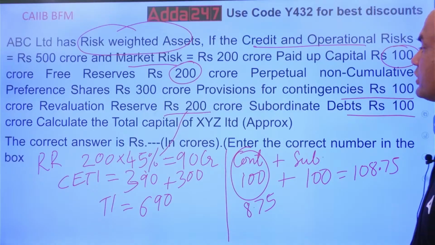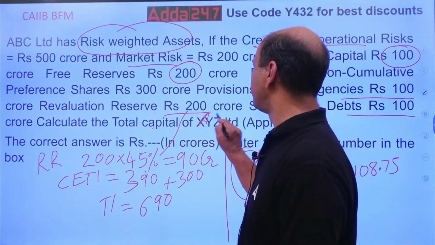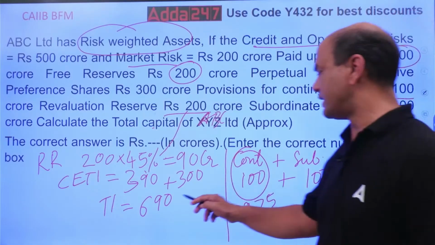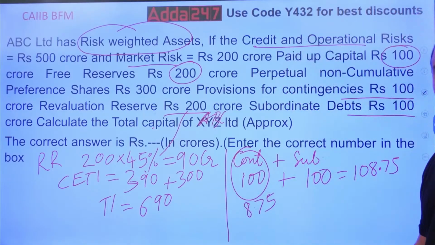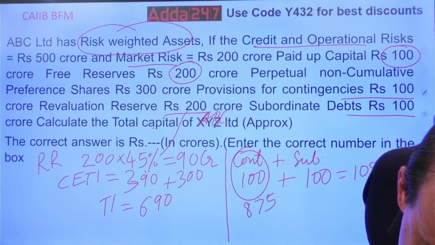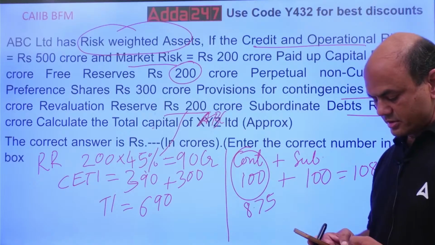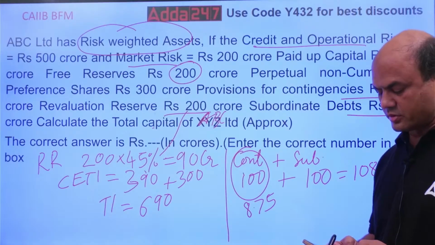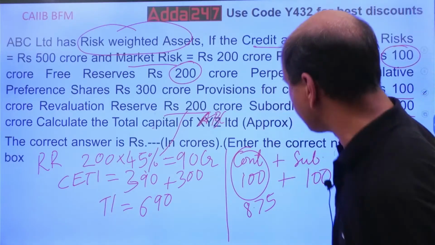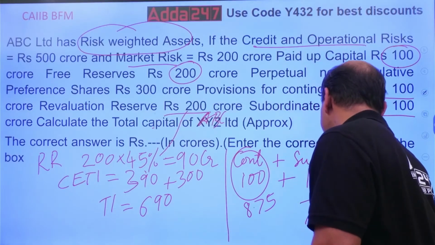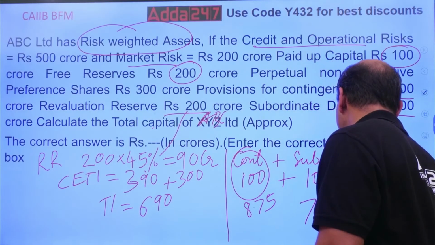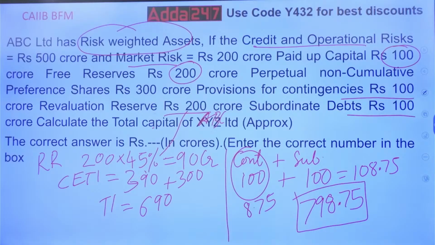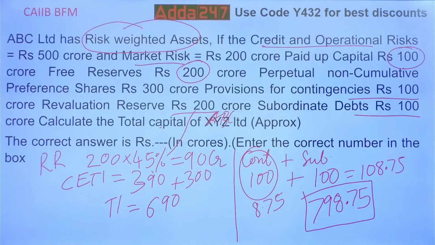So the total capital of ABC Limited is 690 plus 108.75. Now add this. 690 plus 108.75, so it is 798.75. Okay. So the answer is 798.75. This is my total. So this is the answer.